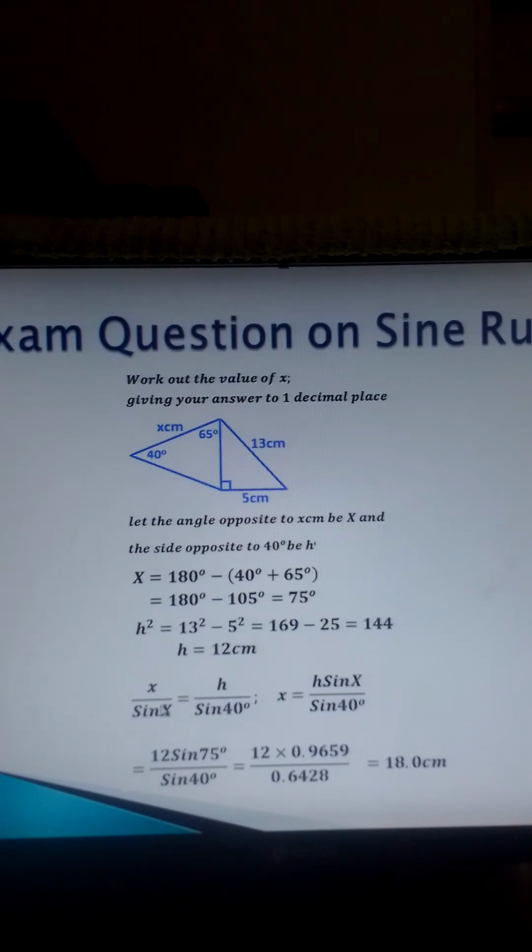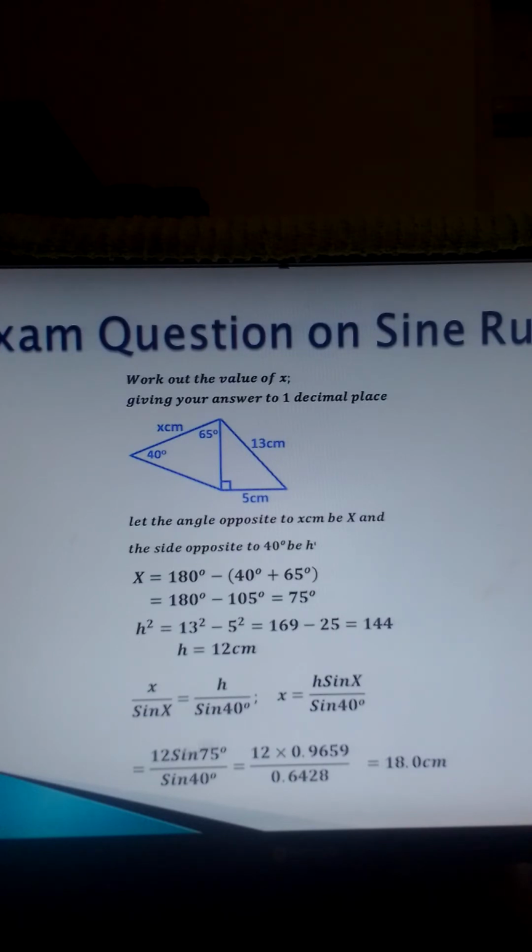So we can make x the subject of the equation, and we get x is equal to h times the sine of X divided by the sine of 40 degrees. Now where there is h, we put 12 centimeters.